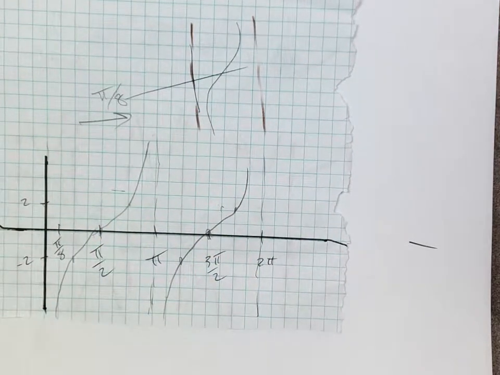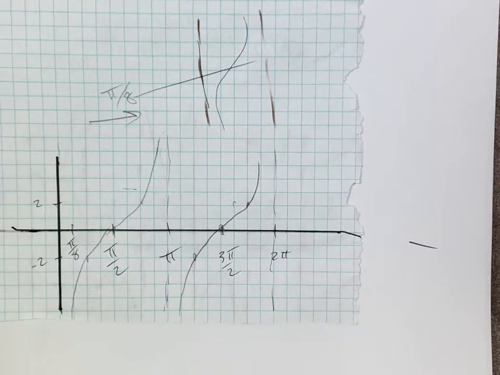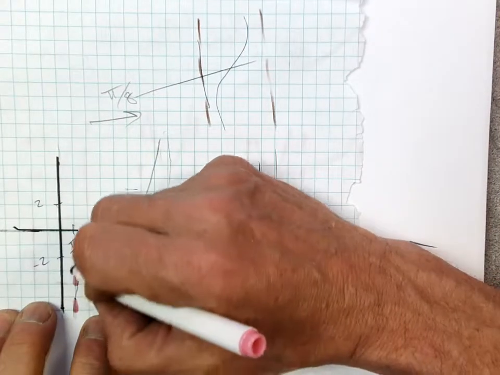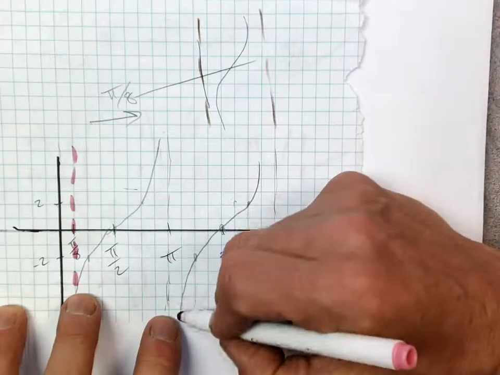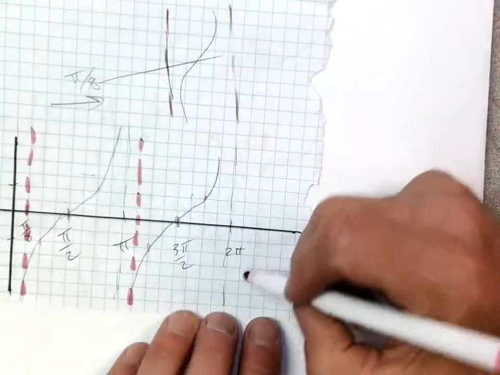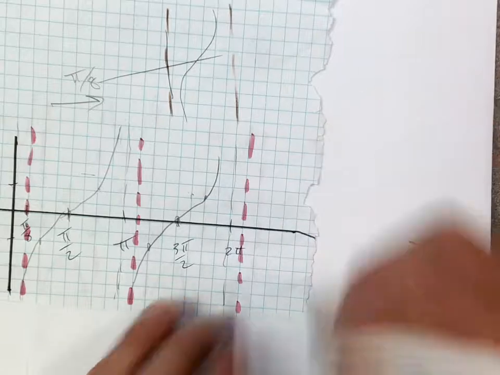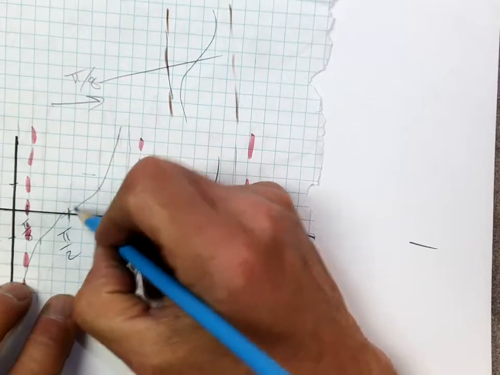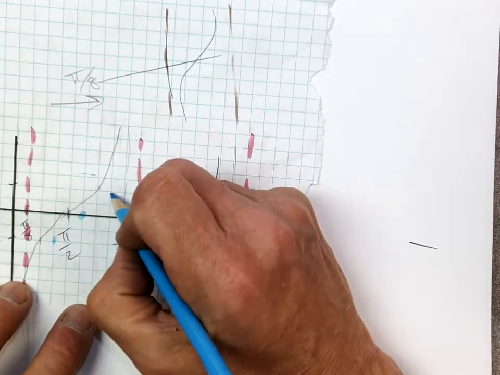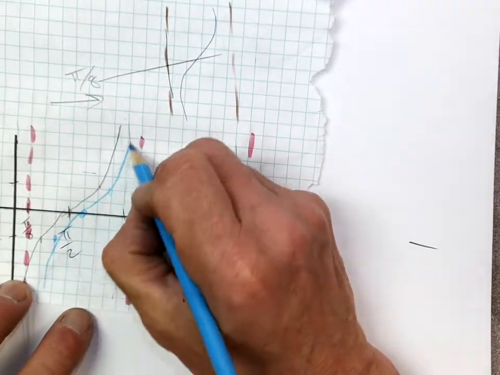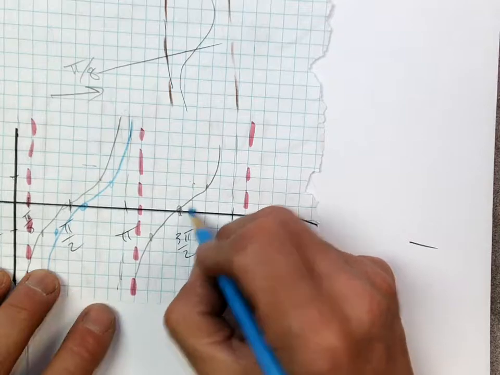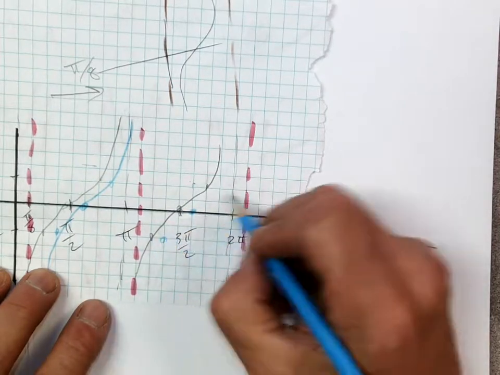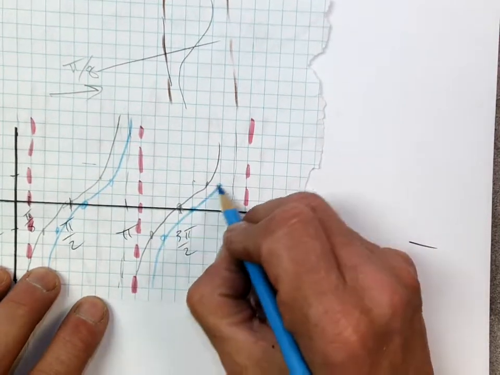So I'm going to move my asymptote over. I'm going to move this asymptote over. I'm going to move this asymptote over, okay? Then I'm going to take the whole curve and bump it over. So it's going to go here. I'm going to bump it over pi 8ths, which is a square. Pi 8ths, pi 8ths. There it is.